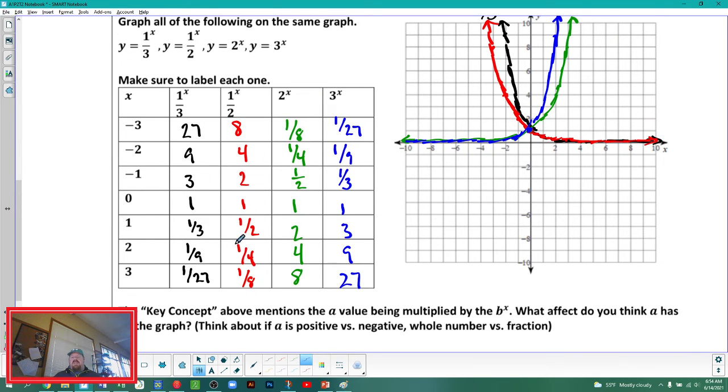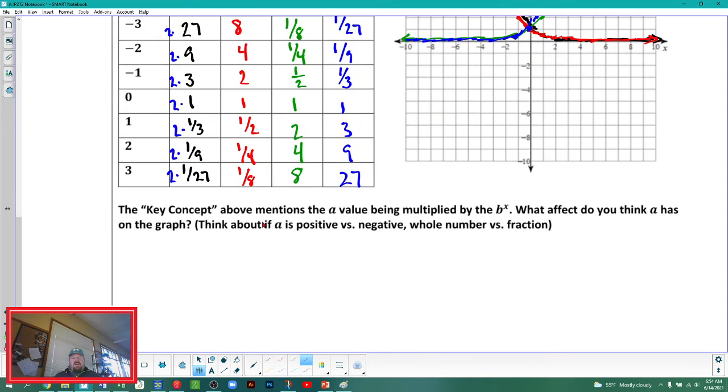Okay. If we take all these numbers, so the idea of multiplying these functions by an A value would then take all these numbers that we have and multiply them by the same number. So just thinking with the first one here, if A was 2, well then it would be like 2 times 27, 2 times 9, 2 times 3, 2 times 1, and so on. 2 times 1/3, 2 times 1/9, 2 times 1/27.